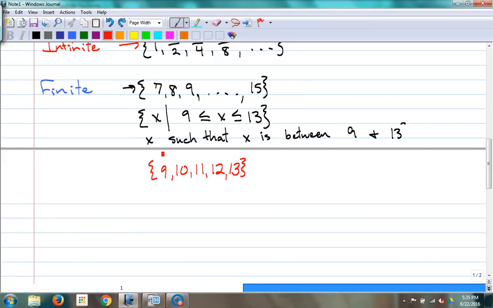So that's another. They wrote the set this way. That means the same thing as this, right? They're the same thing. Okay, is that finite or infinite? Finite. It's got a starting and an ending place, so that makes it finite. So we know that. Finite. All right, good deal.